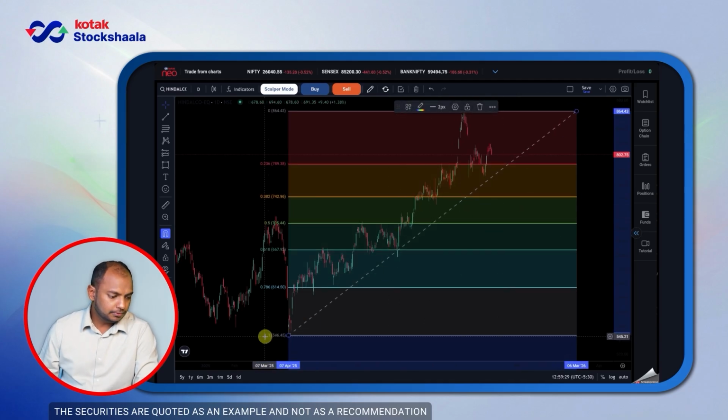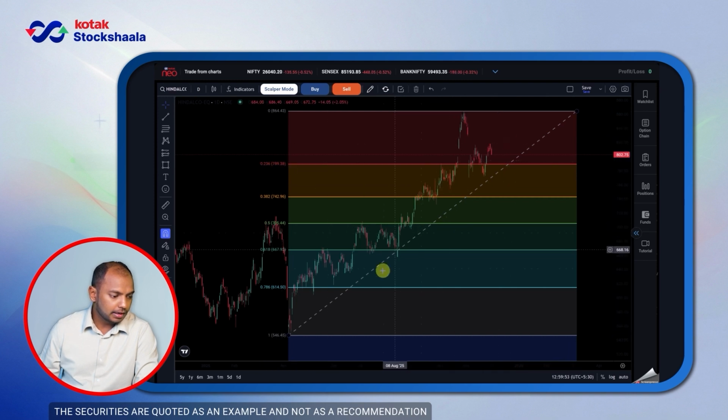So here if you observe, we have the 100% at 546 rupees, the 78.6% at 614, 61.8%, which is the most important level, at 667 rupees, the 50% at 705 rupees, 38.2% at 742, and finally the 23.6% at 789.